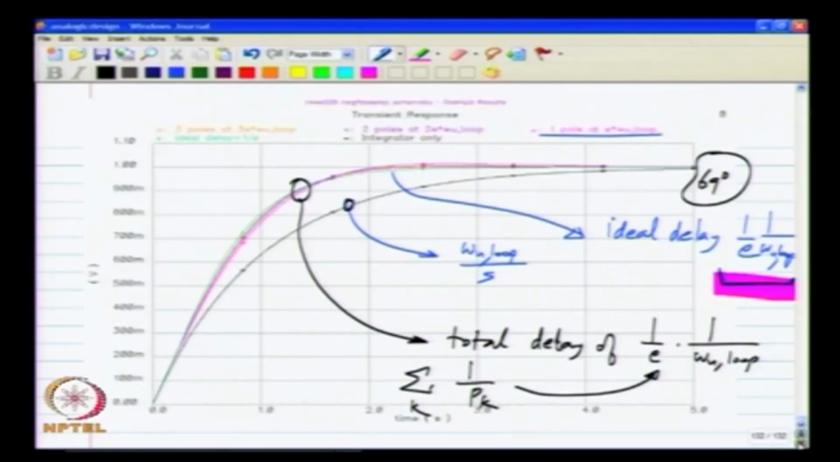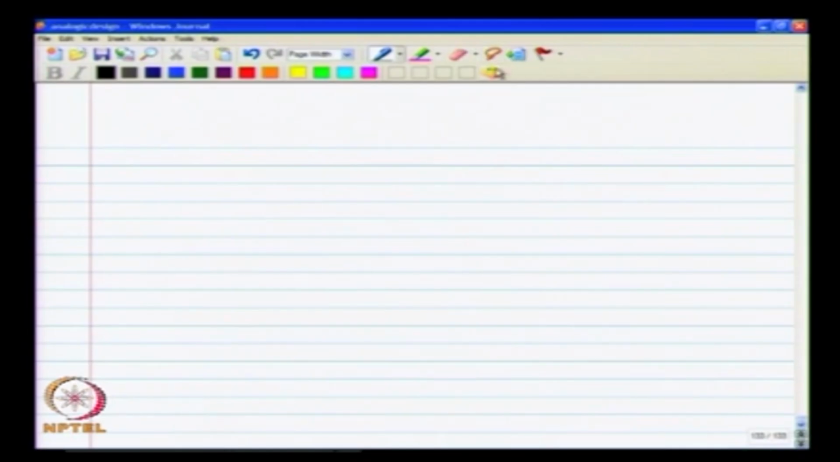So, we have seen that this translates to, in the ideal case, a phase margin of about 69 degrees. So, again confirming that phase margins of 60 degrees or more are good numbers to have. Okay. And just to complete the discussion, we have looked at what should be the response of different order systems.